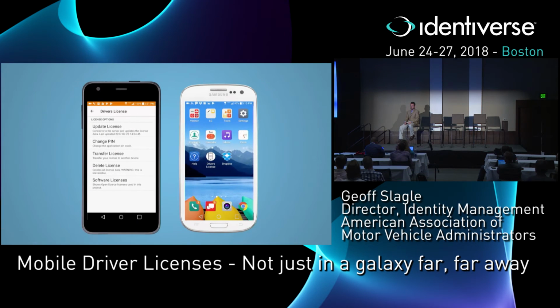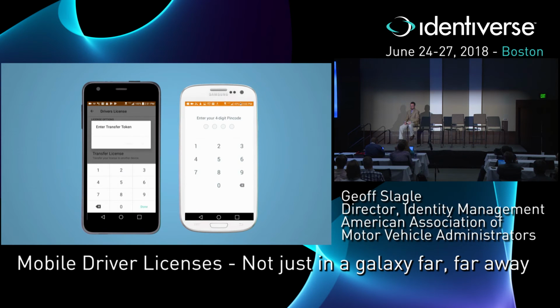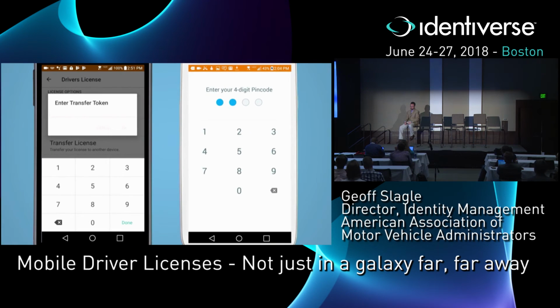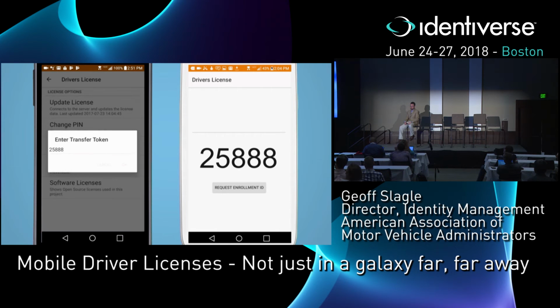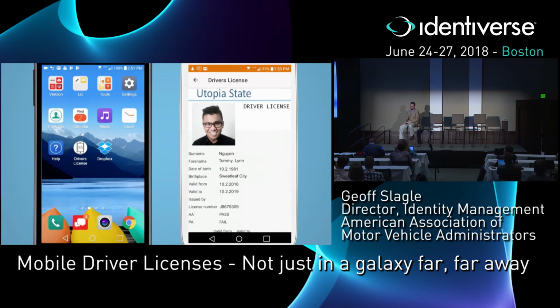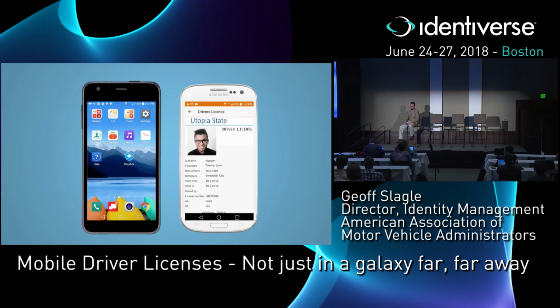If a user obtains a new mobile device, he can move his license from the old device to the new one. The user creates a PIN code on his new device. He then requests a temporary transfer token, which is used as an input on the original device. The back end now automatically sends the license to the new device and deletes it from the old device. This allows the user to change devices holding the license without needing any interaction from the licensing agency.